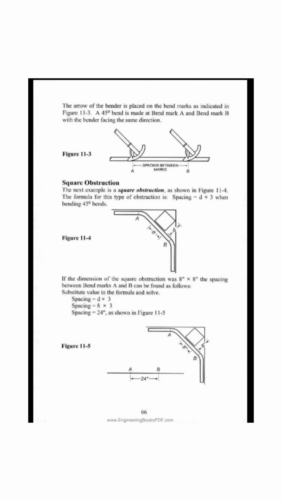Square obstruction. The next example is a square obstruction, as shown in figure 11-4. The formula for this type of obstruction is spacing equals D times 3 when bending 45 degree bends. If the dimension of the square obstruction was 8 inches by 8 inches, the spacing between bend marks A and B can be found as follows. Substitute values in the formula and solve. Spacing equals D times 3. Spacing equals 8 times 3. Spacing equals 24, as shown in figure 11-5.